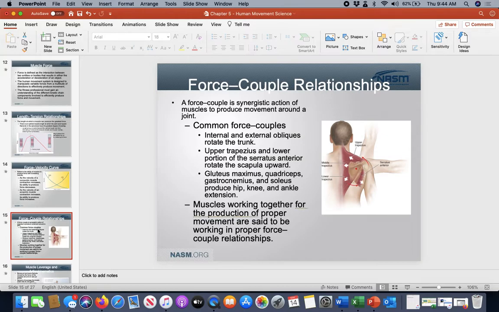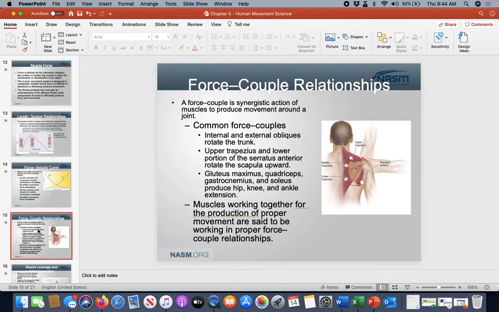Now, force coupling, what we're saying here is a little bit different. This just means that muscles are coupled together to create optimal force depending upon what movement you're trying to do. Depending upon the location, they give you the example here of the scapula.